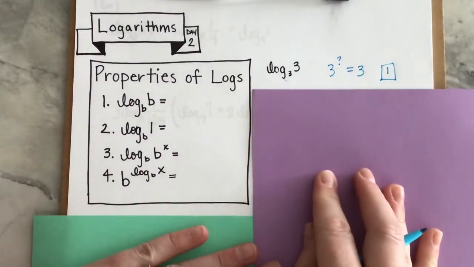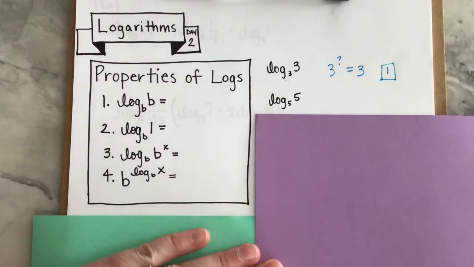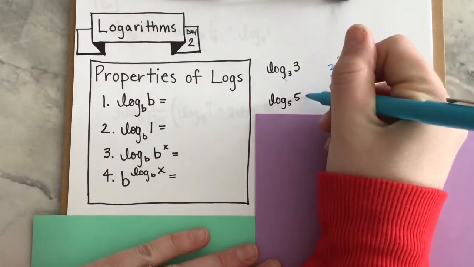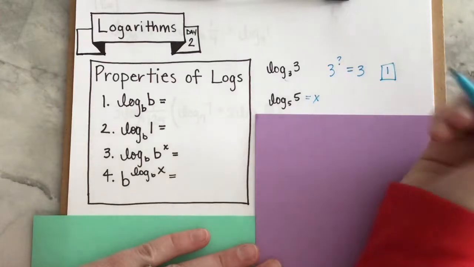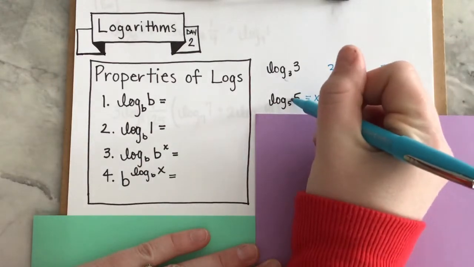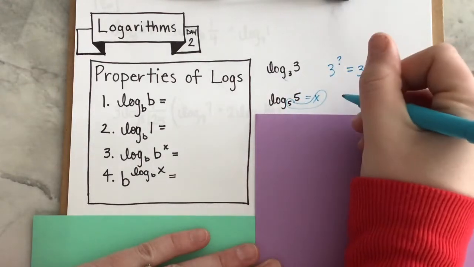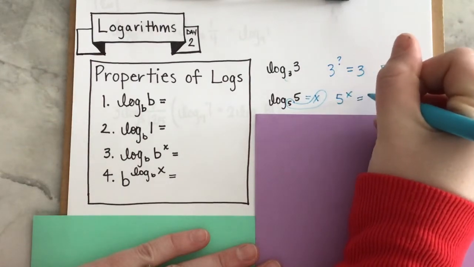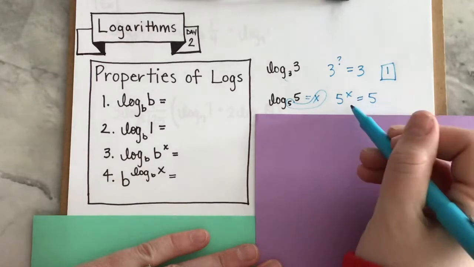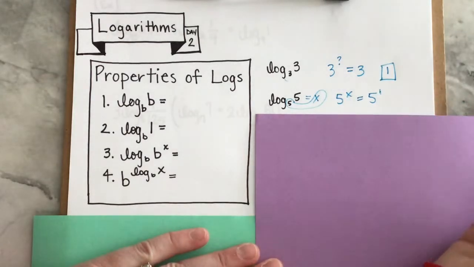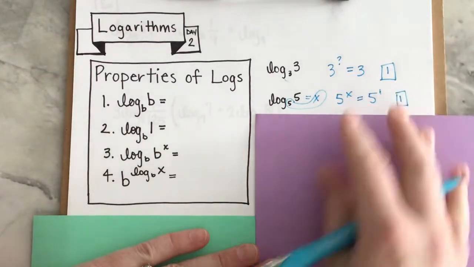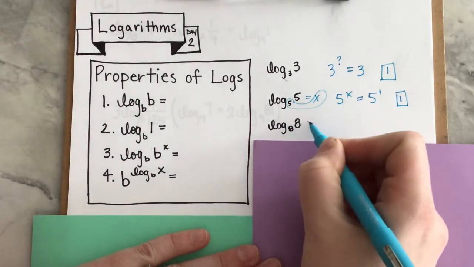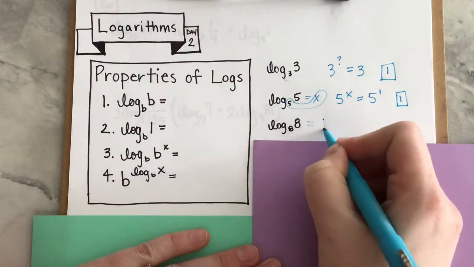Well, when these are the same, this is always going to be 1. Now, what some people will do when they're trying to figure these out is they'll also set it equal to some variable, and then they'll switch it to exponential form. So we have 5 to the x equals 5. Well, we know that this 5 would have an exponent of 1, so x would be 1. So log base b of b is going to be 1.